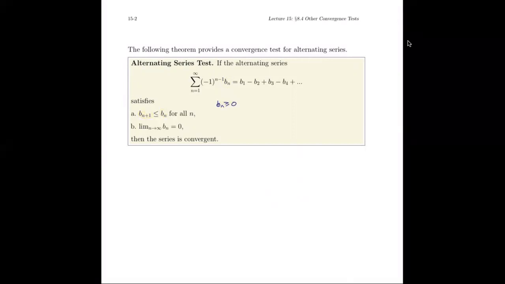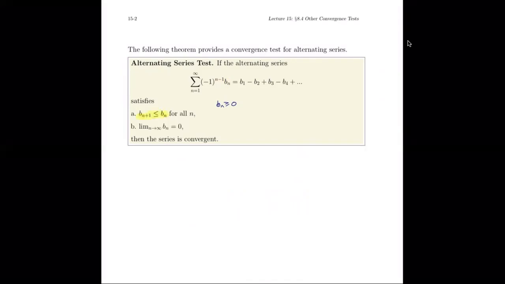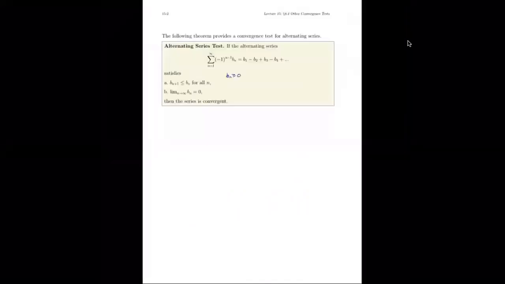Now, the second part of this is that the limit as n goes to infinity of these b sub n terms as a sequence converges to 0 as n goes to infinity. So if our terms are decreasing and they have a limit of 0, then we can conclude that the alternating series is convergent. Now, there's a nice proof of this in the book. We'll forego that here just for the sake of using this result and getting to understand it that way first. So let's see a couple examples.